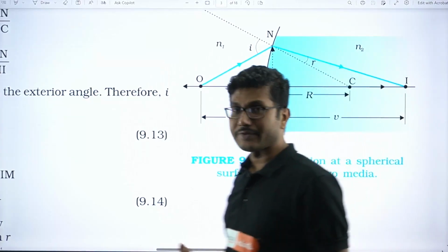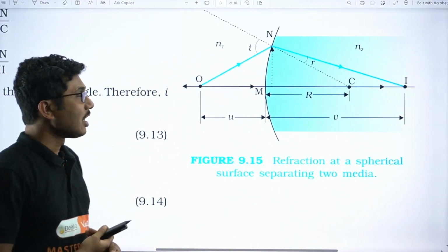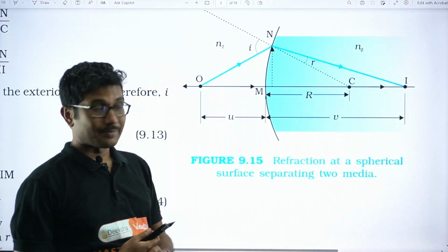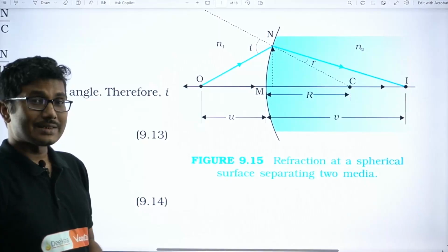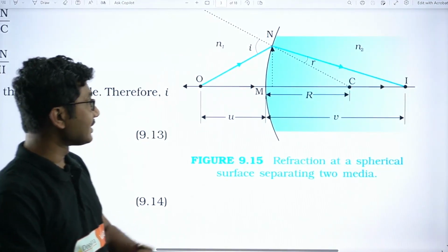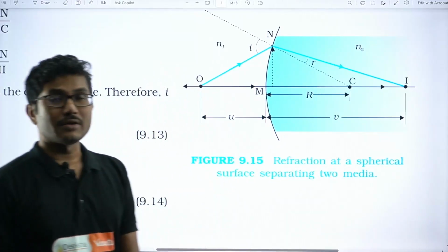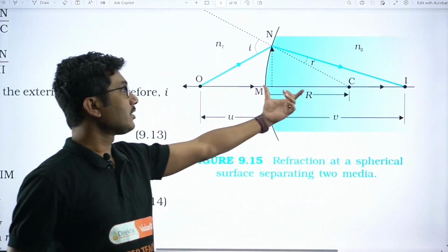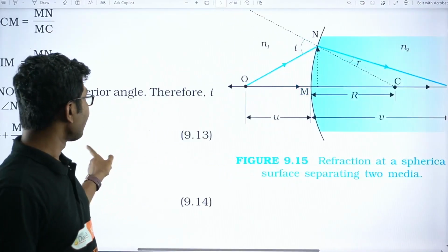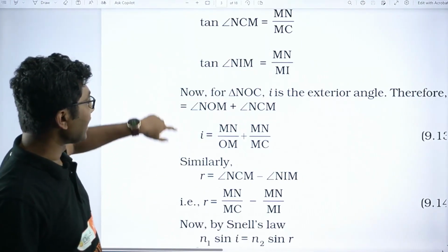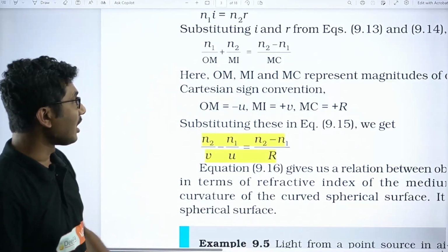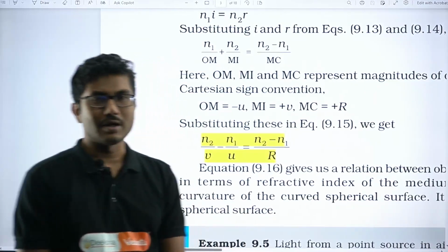Okay, for spherical surfaces there is nothing as such focal length. Focal length is there for mirrors, focal length is there for lenses, but what is the focal length for a spherical surface? There is no such point of focal length for a spherical surface, but we know the radius of curvature. So the radius of curvature for a spherical surface is given. Using that we can find the derivation. The derivation I have done in my class, which I think is slightly easier than the way they have given. It is slightly tricky to understand.